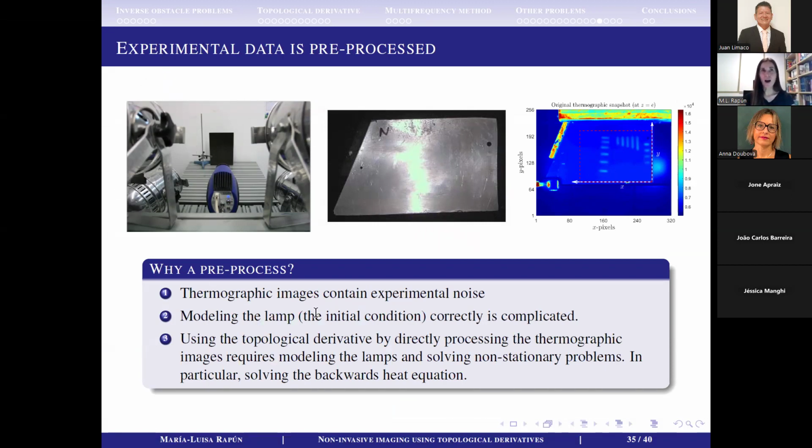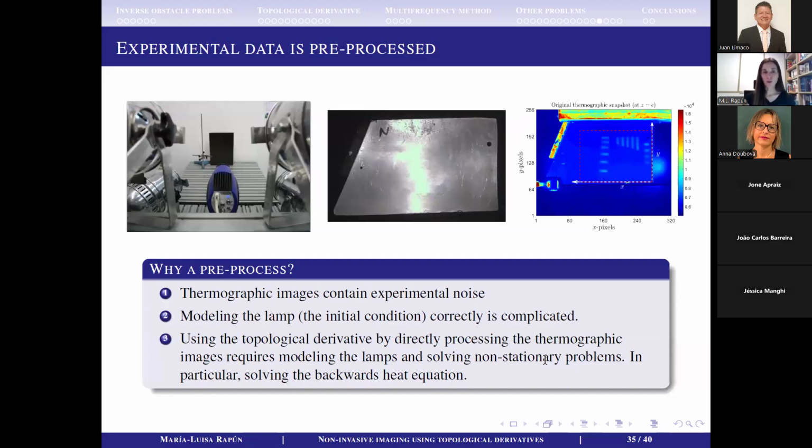We don't know how to mathematically propose a model for the lamp heating. And even if you know how to model them, then you need to solve non-stationary problems. So these are time-dependent problems, and the adjoint problem is going to be also a non-stationary one, meaning that you need to solve the backwards heat equation. So you need to solve the heat equation backwards, which is one of the most difficult inverse problems to solve.